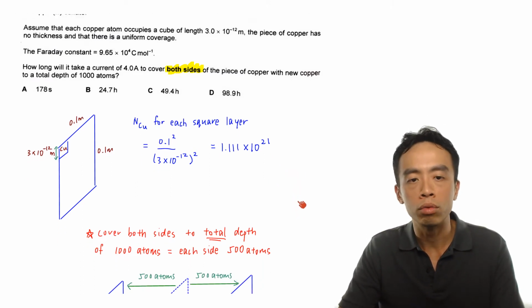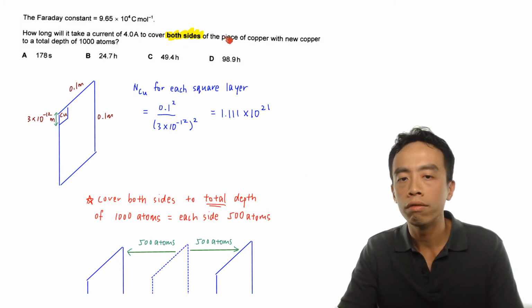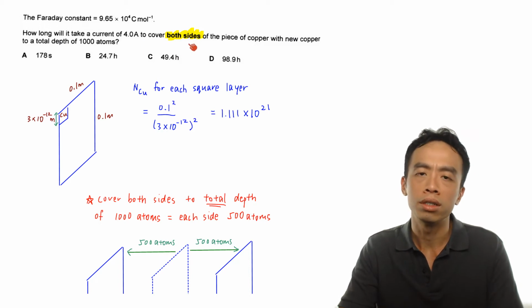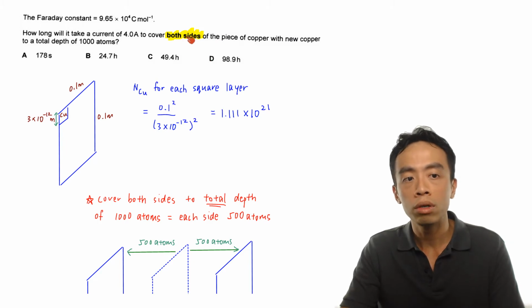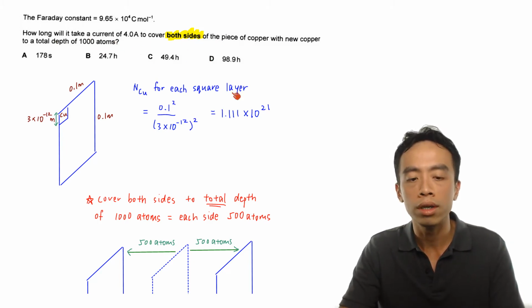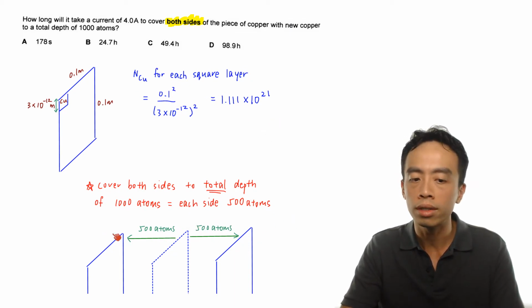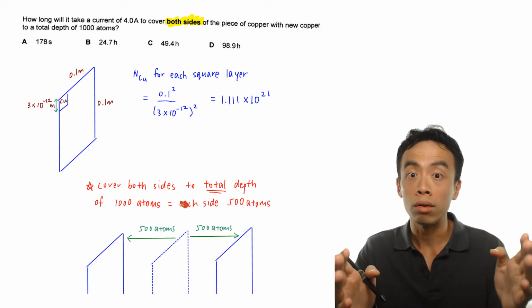Now the next thing is we will have to interpret what we mean by covering both sides of the piece of copper with new copper to a total depth of 1000 atoms. In my opinion, I don't think this is very interesting in terms of chemistry concepts because it is just playing with words, so it makes it a bit confusing. Some of us will interpret this as covering both sides to a total depth of 1000 atoms, so this side will be 1000, this side will be 1000. So in total, the total size will be 2000 atoms.